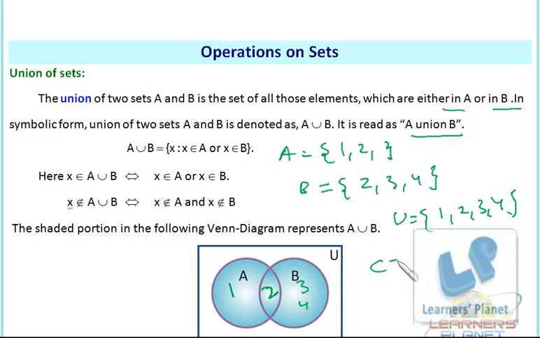Suppose a set C is also there, maybe 5, 6, 7, right? So set C will be apart, because nothing is common between A, B and C. So in that case the universal set will be 1, 2, 3, 4, 5, 6, 7, and set C will be inside the rectangle but not included in this, and the circle of C will be separate. Okay, there is no intersection between C and A, and C and B.